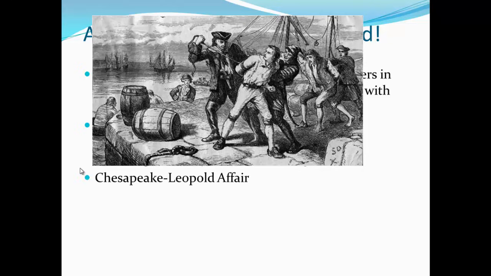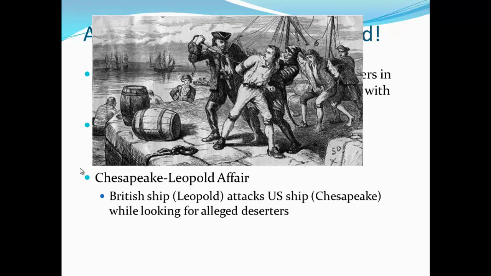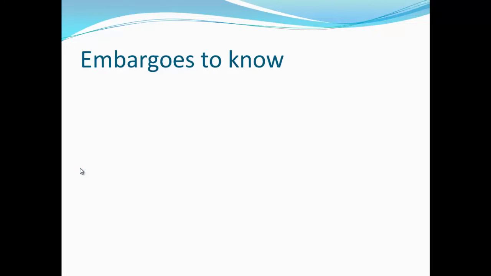A major incident that happens is called the Chesapeake-Leopard Affair, or the Chesapeake Incident. A British ship, the Leopard, attacks a U.S. ship called the Chesapeake while looking for alleged deserters. The British captain is convinced that the Chesapeake has some British naval officers on board, so they attack this ship. Three Americans were killed and 18 were injured as well. So this is a clear violation of America's neutrality.